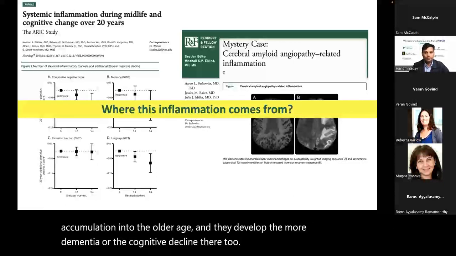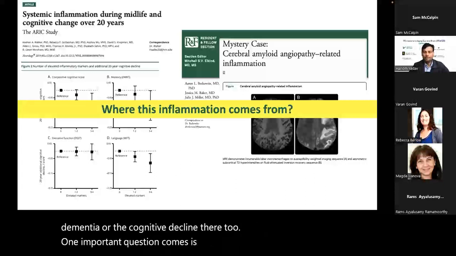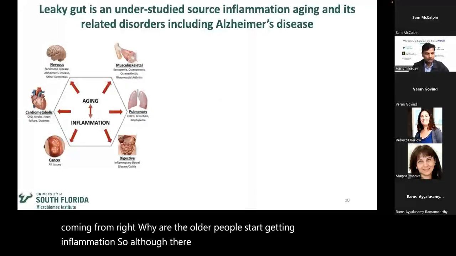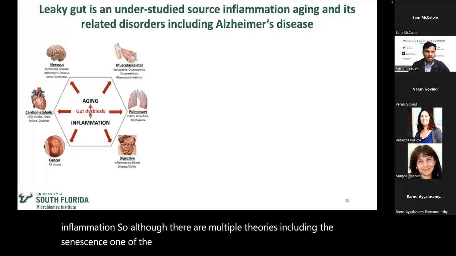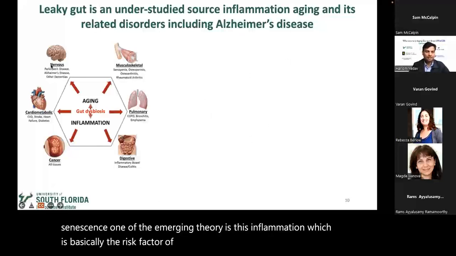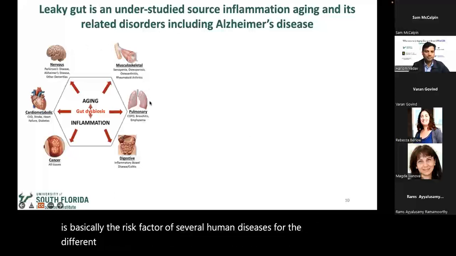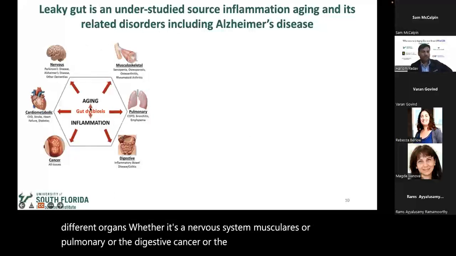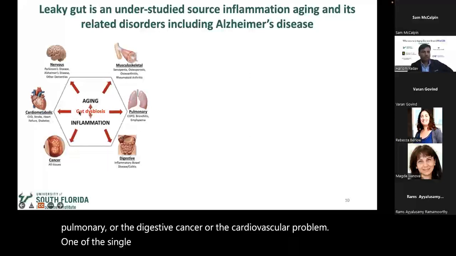One important question that comes up is, okay, where is this inflammation coming from, right? Why do older people start getting inflammation? Although there are multiple theories, including senescence, one emerging theory is that this inflammation is a risk factor for several human diseases across different organs, whether the nervous system, muscular, pulmonary, digestive cancer, or cardiovascular problems. One of the single sources is gut dysbiosis. Gut dysbiosis means abnormalities in the microbiome.